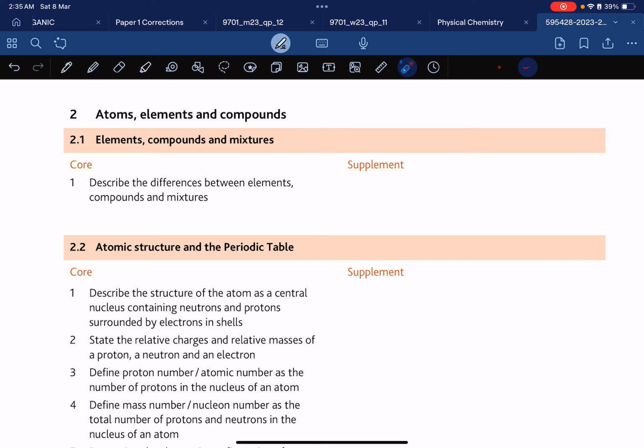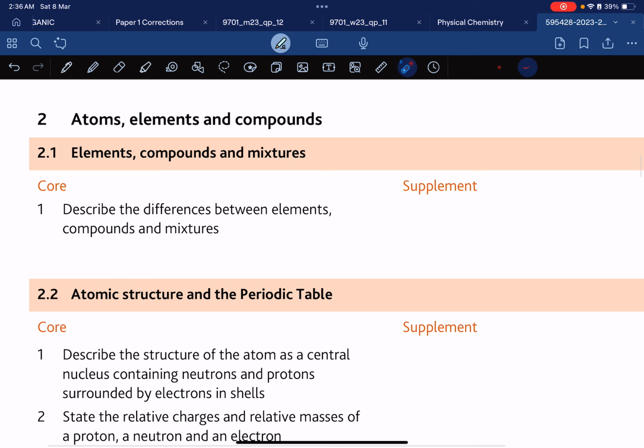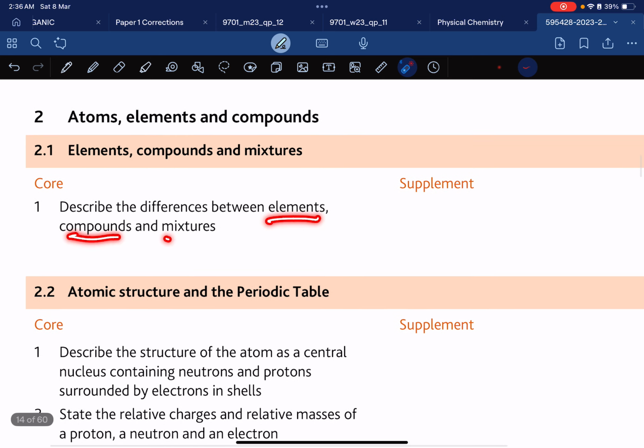06CHEM20. This chapter is about atoms, elements and compounds. It's quite a big chapter, so I'm going to be going over it really quickly. The first part needs us to describe the differences between elements, compounds and mixtures.